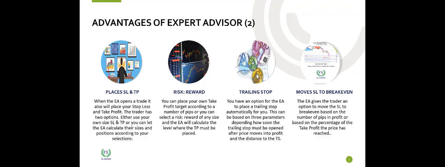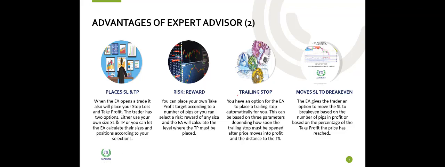You can either determine the size of that yourself, or you can ask the computer to calculate your stop loss size when it is set up, and then set your take profit at a risk-reward situation of 1-to-1, 1-to-2, whatever. So that means you can trade in a risk-reward manner with this particular expert advisor if your system requires that.